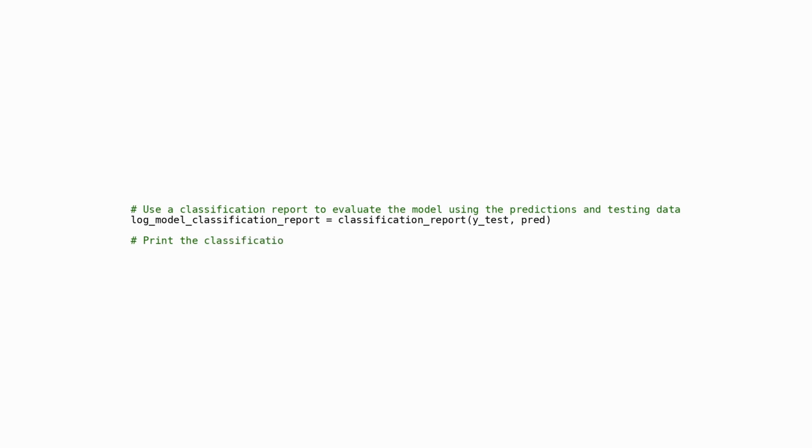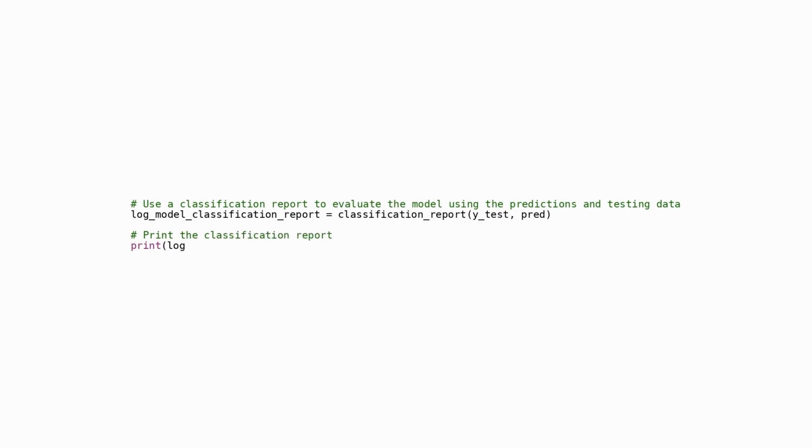After generating the classification report, it is stored in the variable log_model_classification_report. Finally, the code prints out the contents of this variable, displaying the report to the user. This printout would typically show the performance of the model for each class, as well as the overall averages of the mentioned metrics, helping the user to understand the model's strengths and weaknesses.